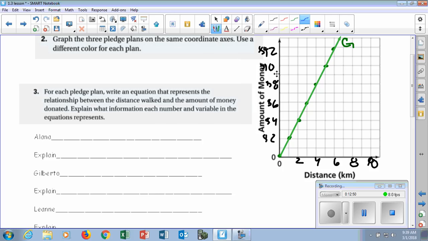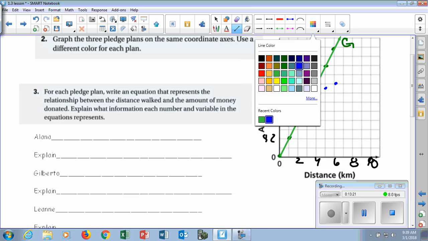At a distance of 0 kilometers, she's already at $5. At 1 kilometer, she's at $5.50. At 2, she's at $6. At 3, she's at $6.50. At 4, she's at 7. At 5, she's at $7.50. At 6, she's at 8. Those are going up by 50 cents, so it looks a little bit more congested in that. They're all close together.